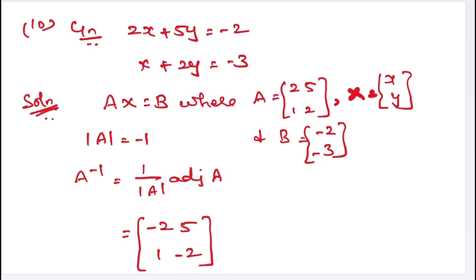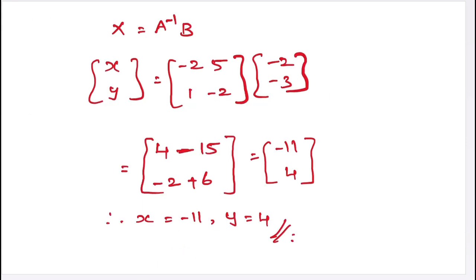Here the determinant of A is equal to minus 1. Then A inverse is equal to 1 by determinant of A into adjoint of A. So here A inverse is equal to the matrix minus 2 5, 1 minus 2. Finally find x and y using the formula x is equal to A inverse B. So we have x is equal to minus 11 and y is equal to 4 as the solution of this problem. You can verify your answer by substituting x and y in the given equations and see if it satisfies. If it does, your answer is correct.